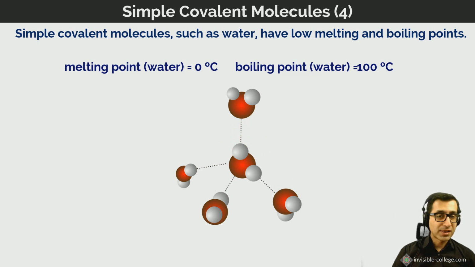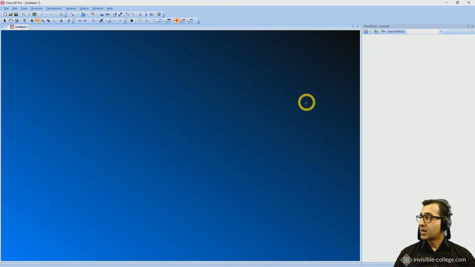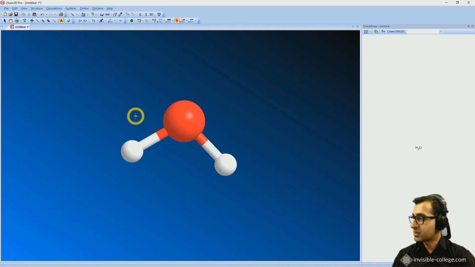So I see that we're coming up to the first break after the first hour. So I'll pause here in a second, but just to get you thinking, let's say we take, for example, water. So I'm going to write water here to bring up its structure.